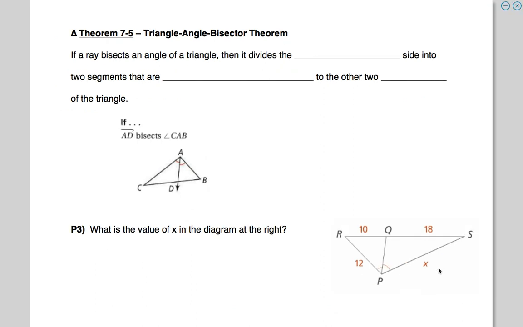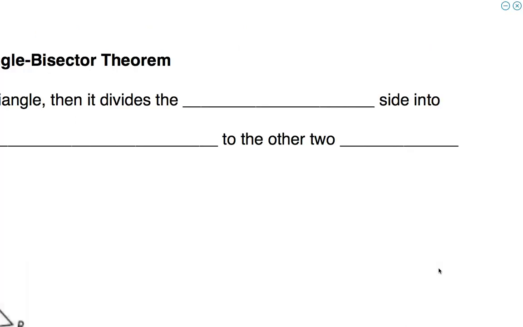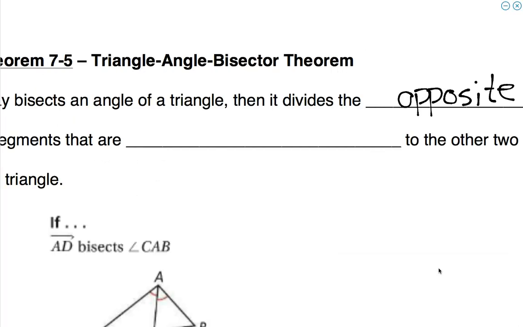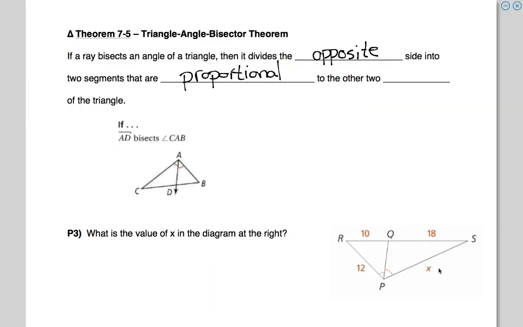All right, theorem 7.5. If a ray bisects an angle of a triangle, then it divides the opposite side into two segments that are proportional to the other two sides of a triangle.